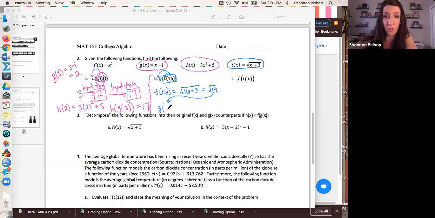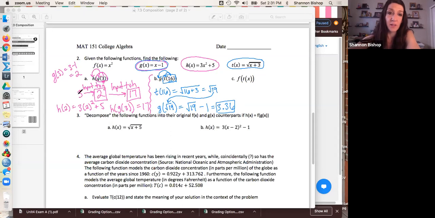So what is G of root 19? Well, function G is right here. So I'm going to plug root 19 into that. So it's going to say root 19 minus 1. And again, if you wanted to grab a calculator and get the decimal approximation for this, root 19 we said was 4.36. So 4.36 minus 1 is 3.36. And that's it. That's the answer.